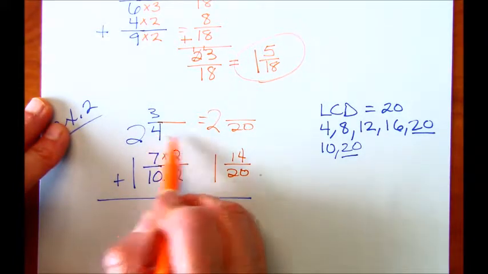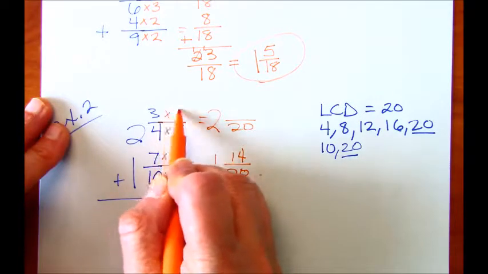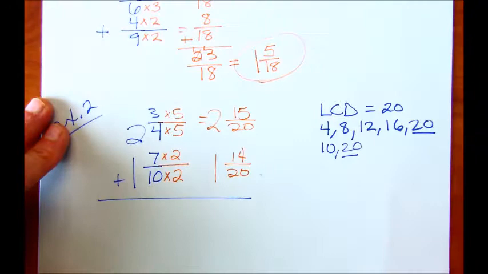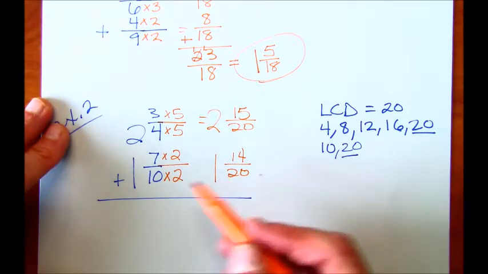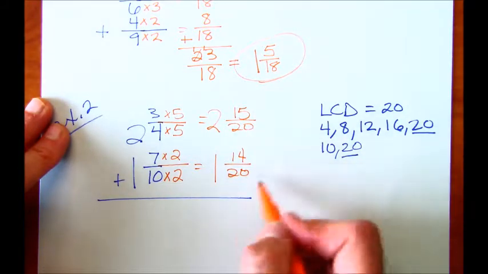Here we have 4 times what will give you 20? Well, 4 times 5 will give you 20. Therefore, 3 times 5 will give you 15. Now we've created equivalent fractions. They just have a common denominator now.